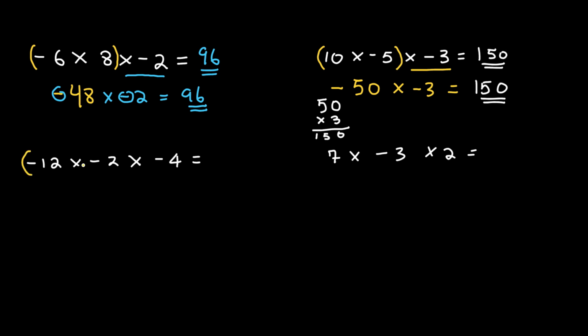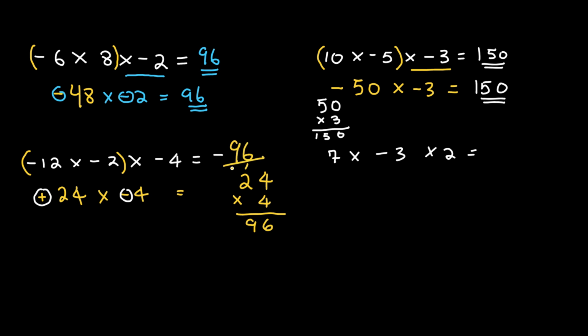Alright, so the first thing is to group them in pairs. And now negative times a negative gives you a positive. And 12 times 2 is 24. Now let's multiply with the number negative 4. Alright, here we have a positive and a negative. Positive times a negative will give you negative. Now let's go ahead and solve for the answer. 24 times 4. 4 times 4 is 16. 4 times 2 is 8. Plus 1 is 9. So our final answer is negative 96.